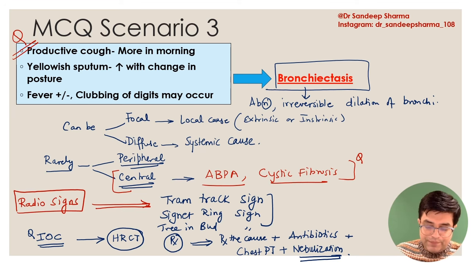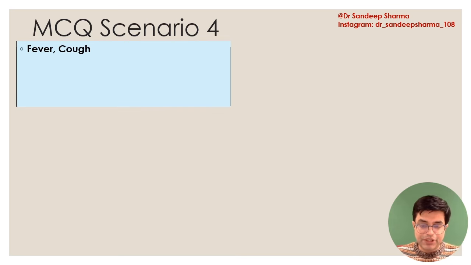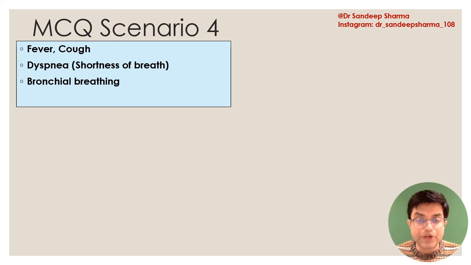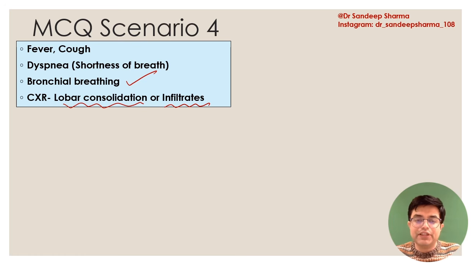Let us move further and talk about the MCQ scenario number 4. MCQ scenario number 4 will say there is an adult patient who's having fever, he's having cough, he's having dyspnea, that is shortness of breath. Patient is having bronchial breathing. This is the first clue. Bronchial breathing हो रहा है. And the patient is also having chest X-ray showing either lobar consolidation or infiltrates non-specifically in the patient.